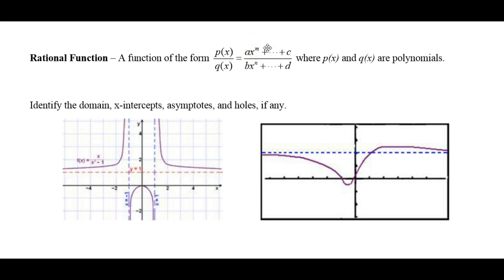Similarly, we can't have any trig functions, any exponential or logarithmic functions. They have to be polynomials over polynomials, and because this is in a fractional form, we of course can never have the denominator equal to 0. So q of x cannot be 0 in the definition of a rational function. And so now we'll go ahead and look at some graphical examples of rational functions.